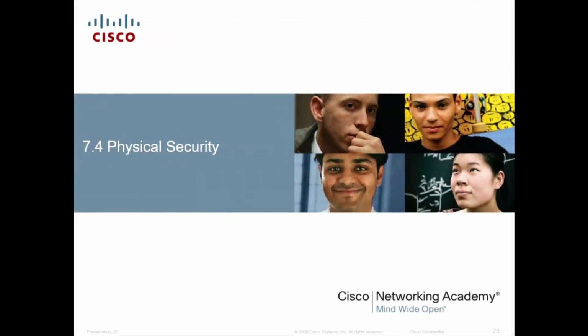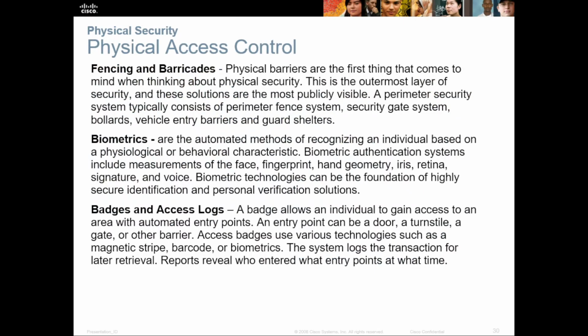Let's look at physical security. To enhance physical access control or physical security, you use things like fencing, barricades. These are physical barriers, okay, doors, or okay. We also have biometrics. Biometrics is an automated method of recognizing a subject or an individual based on physiological or behavioral characteristics. Biometric authentication systems include measurement of the face, fingerprint, hand geometry, your iris, retina, signature, or your voice.